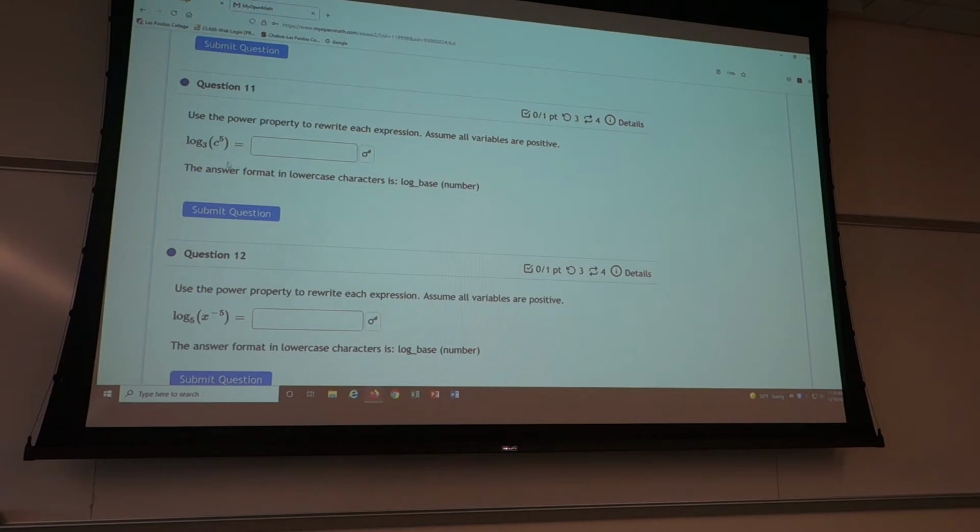Oh, no. You're just rewriting, you're using the power property. If you look at this one, it's just reminding you that if you have a log and you have an exponent up top, you can drop that exponent in front. Here I'll show you the answer. The 5 gets dropped in front.